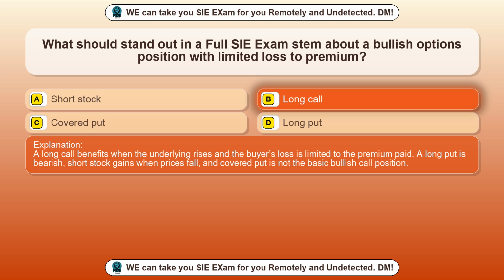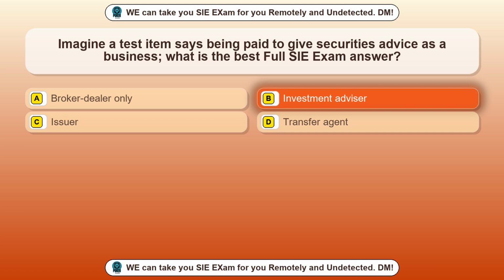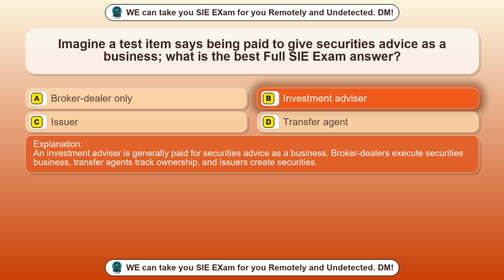Question 63. Imagine a test item says being paid to give securities advice as a business. What is the best full SIE exam answer? Option A, broker-dealer only. Option B, investment advisor. Option C, issuer. Option D, transfer agent. The correct answer is option B, investment advisor. An investment advisor is generally paid for securities advice as a business. Broker-dealers execute securities business, transfer agents track ownership, and issuers create securities.